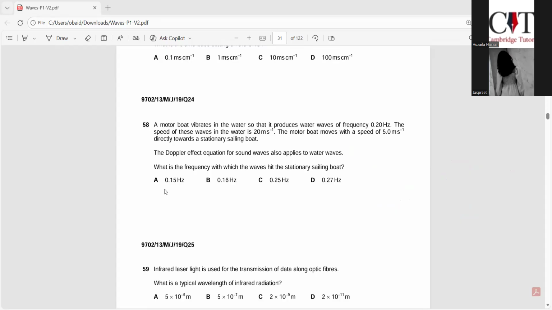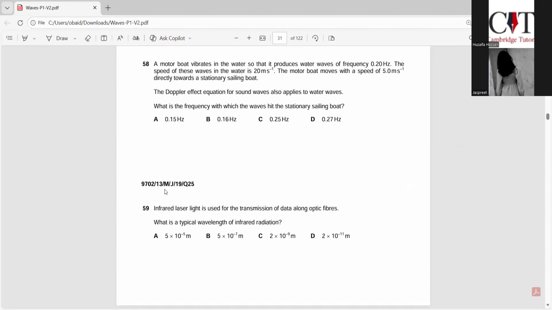So the next question is 59, which is saying infrared laser light is used for transmission of data along optic fibers. What is the typical wavelength of infrared radiation? So again, I told you I will provide you a table. In the table, the values are written in exponent form, like exponent minus 11 or minus 9 or minus 7. So if you memorize it, you will easily solve this question. So the answer is A. So don't worry, you will just memorize the table. You will easily be able to solve these questions.